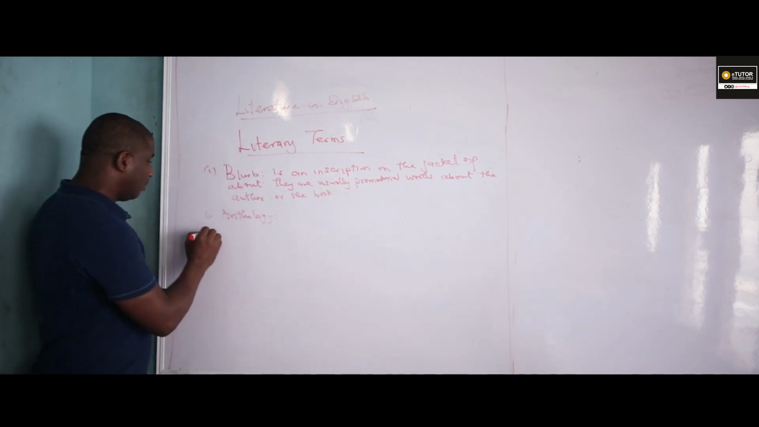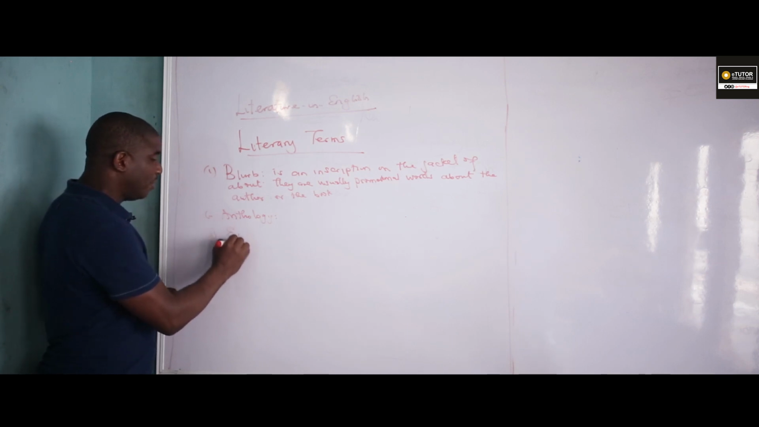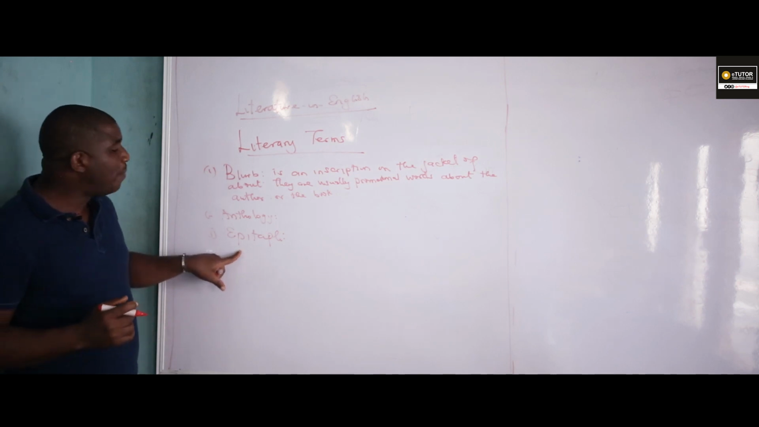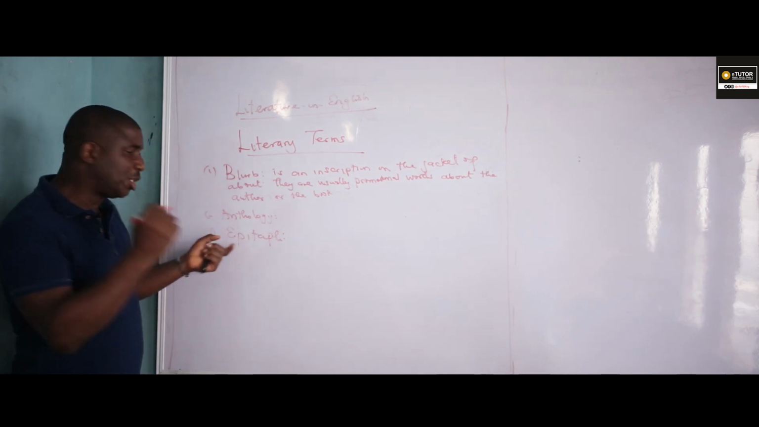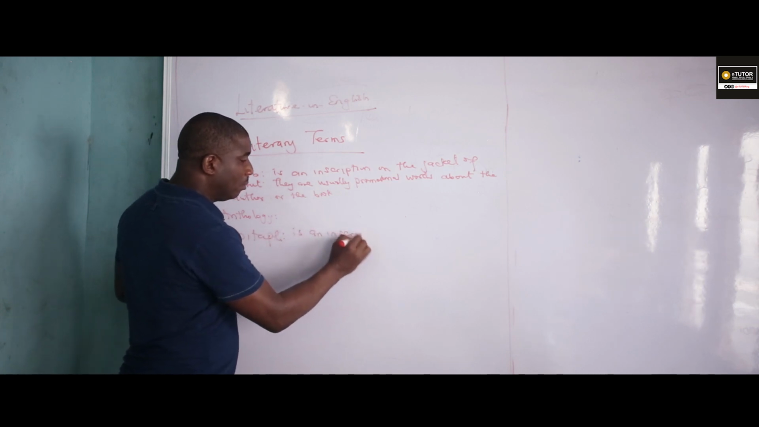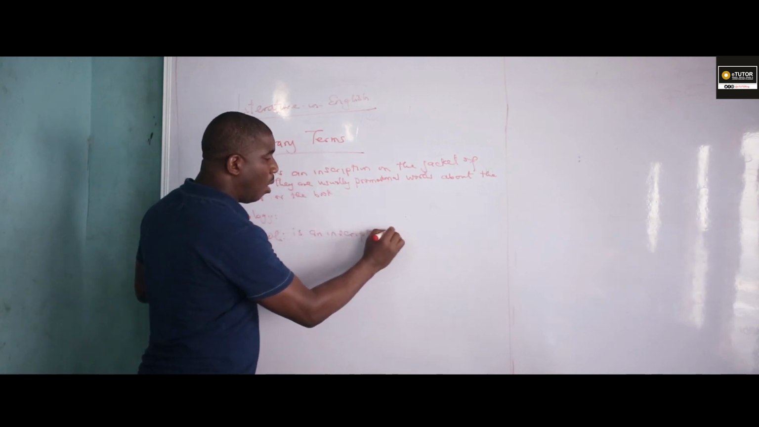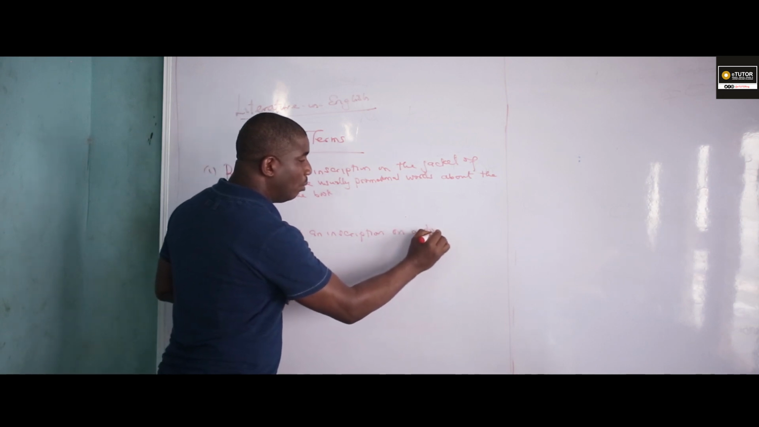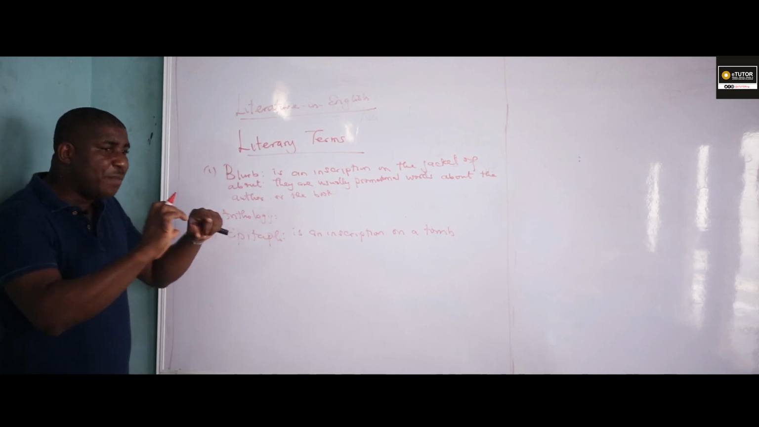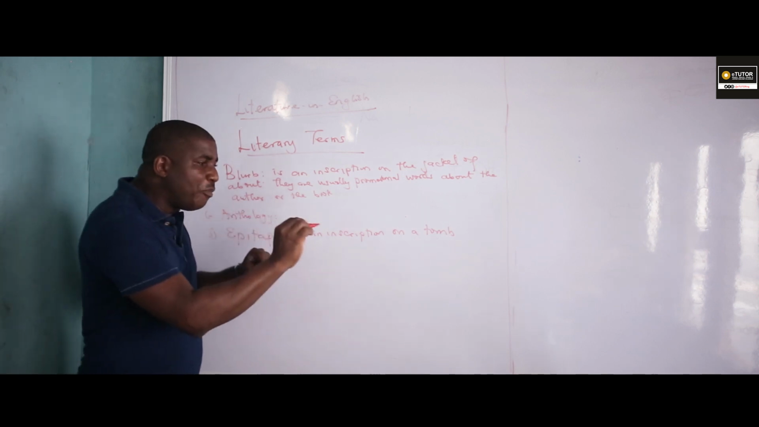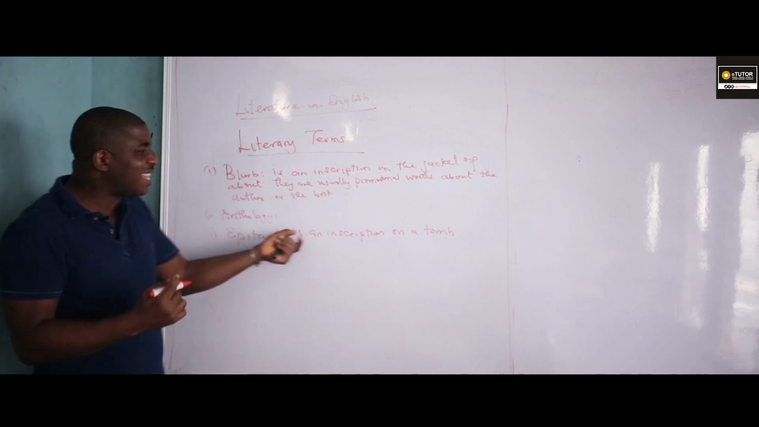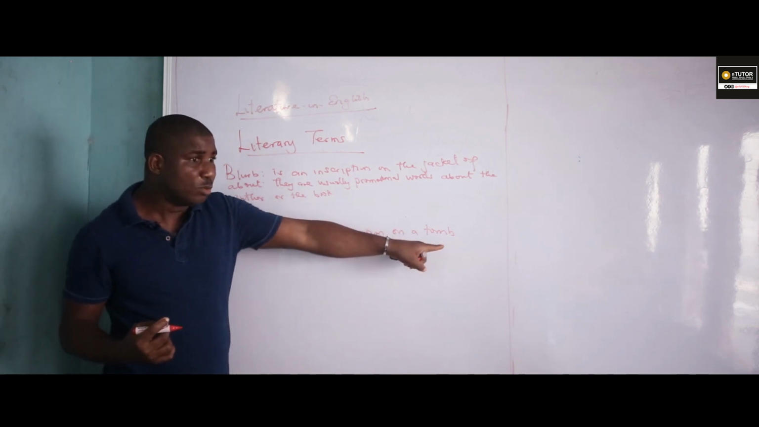The next one is epitaph. What do we mean by epitaph? Epitaph is an inscription on a tomb. Sometimes, if you see a burial ground, they write, "In loving memory of our dear father." So, epitaph is an inscription on a tomb.